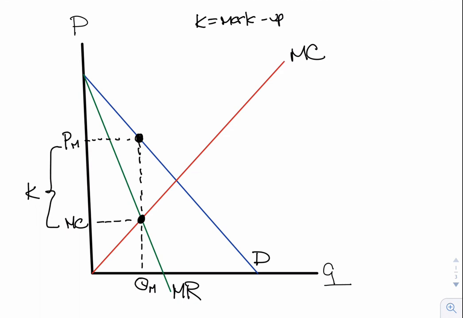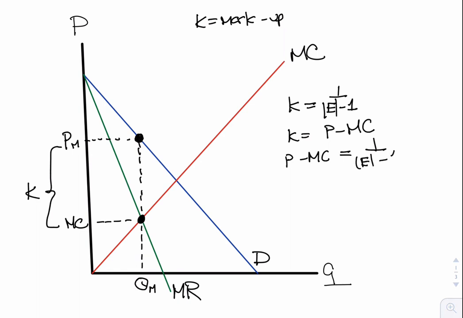Second, the monopolist will always charge a price on the price elastic portion of the demand curve. To see that this is the case, let's again use the equation between price elasticity and markup. Now, since we also know that K is simply price minus marginal cost, and that is what the markup is, then we can replace P minus MC in the markup equation.